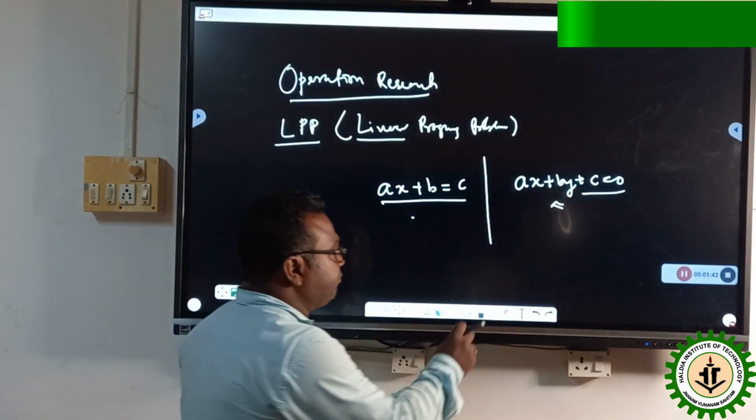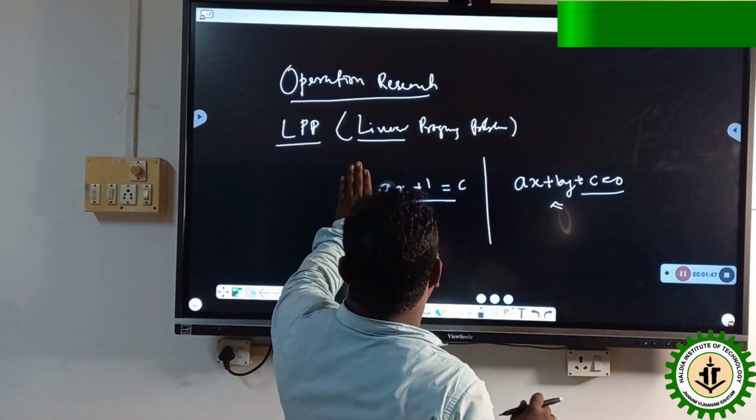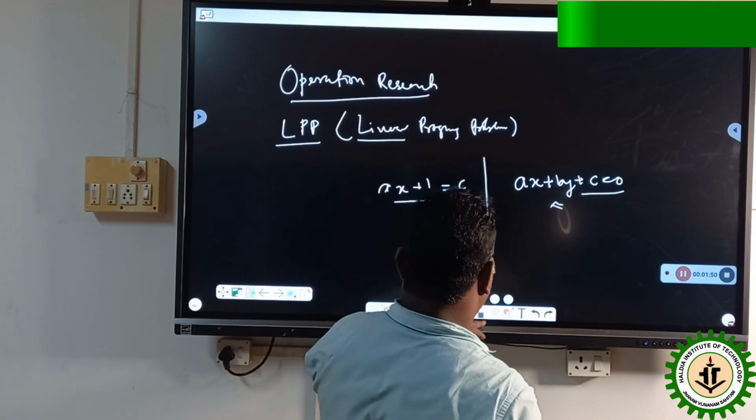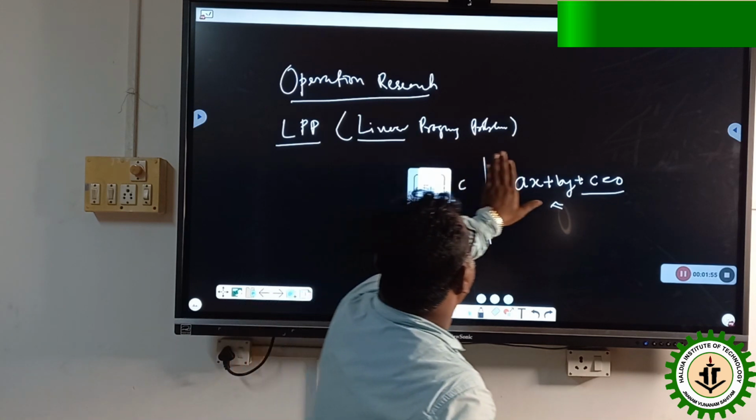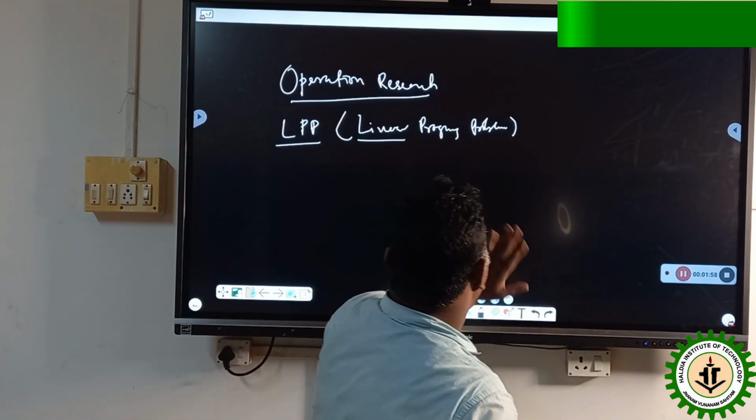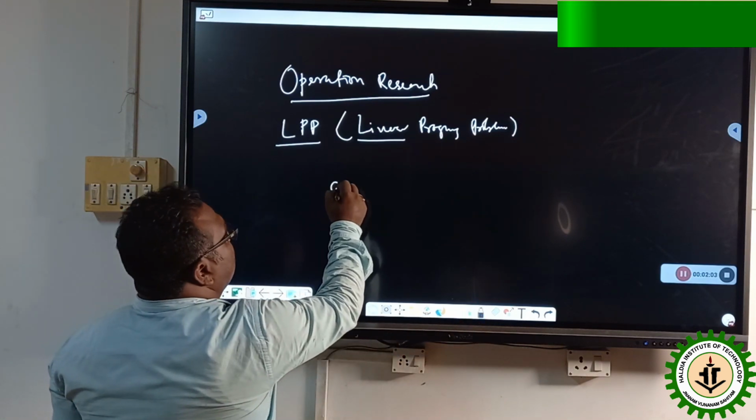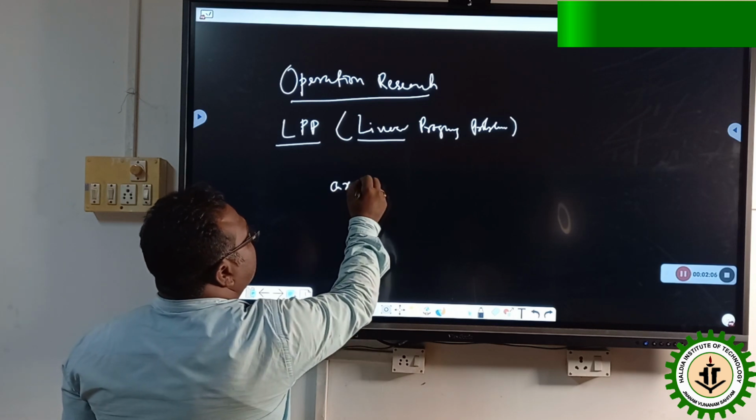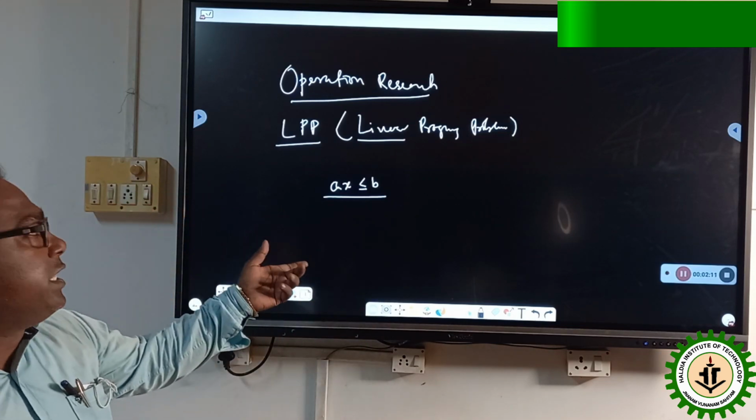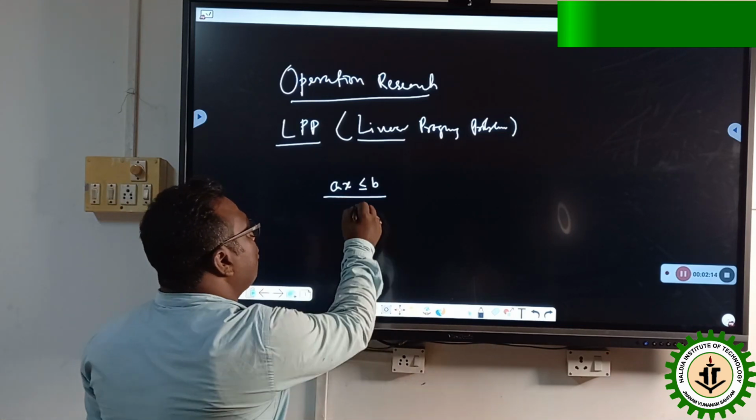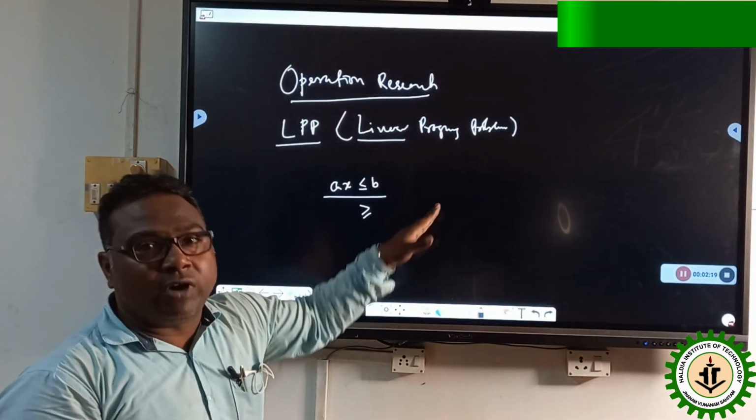So what is inequation? You know about inequality. Just a minute, I would like to erase these portions. In terms of inequality, if you get ax less than or equal to b, instead of equality, if it is either less than type or greater than type, then we say that these are inequalities.